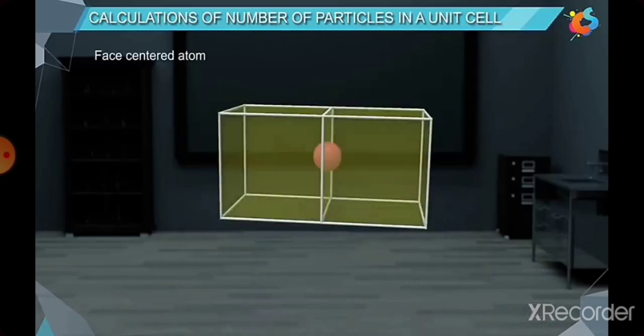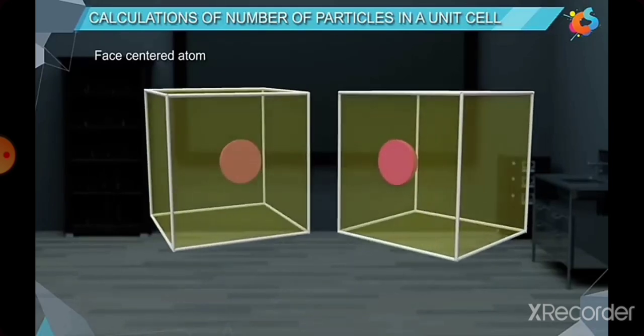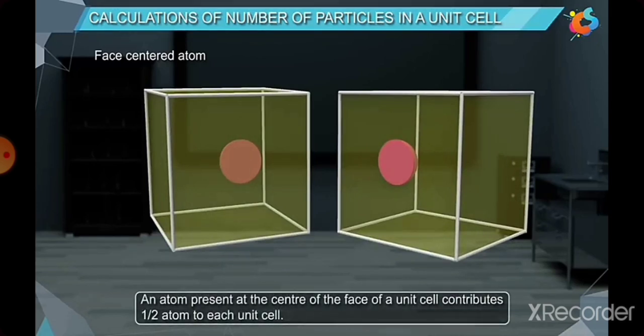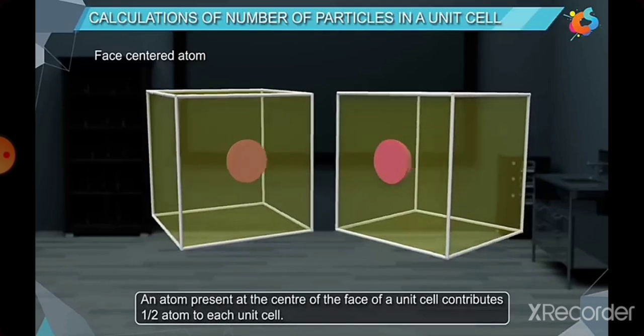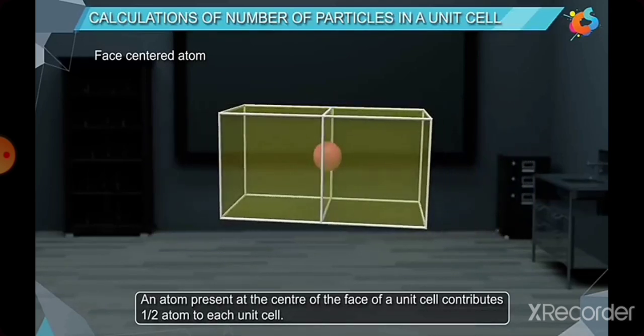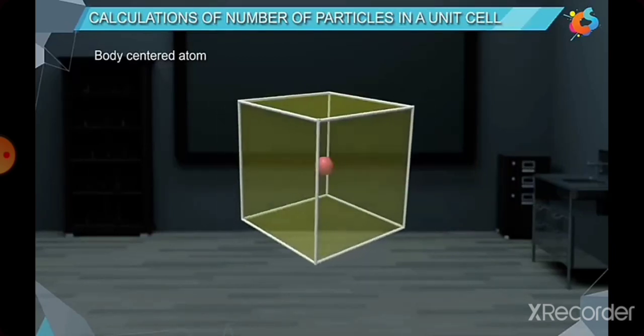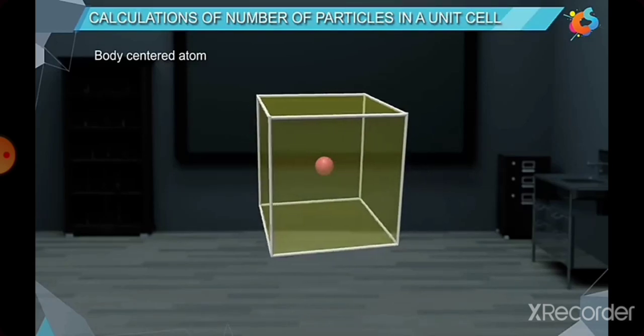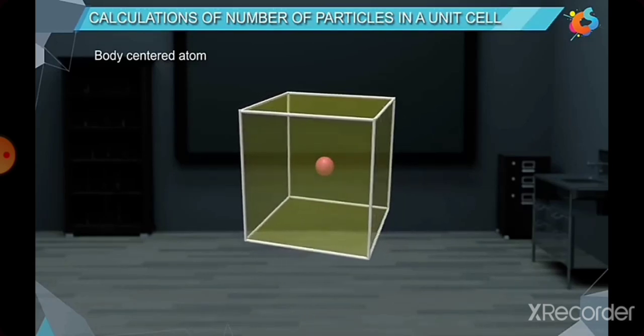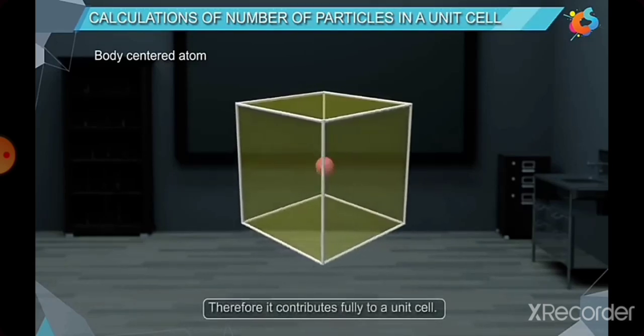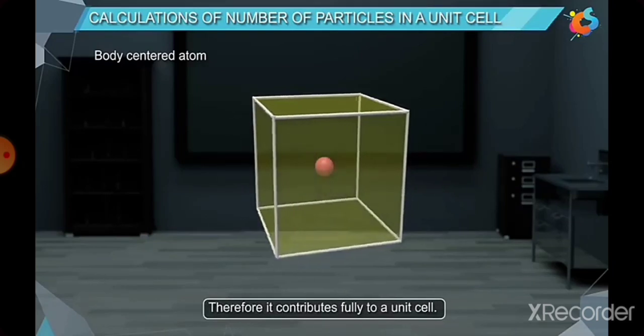A face-centered atom is shared equally by 2 unit cells having a common face. Therefore, an atom present at the center of the face of a unit cell contributes half an atom to each unit cell. A body-centered atom is not shared by any adjacent unit cell in a crystal lattice. Therefore, it contributes fully to a unit cell.